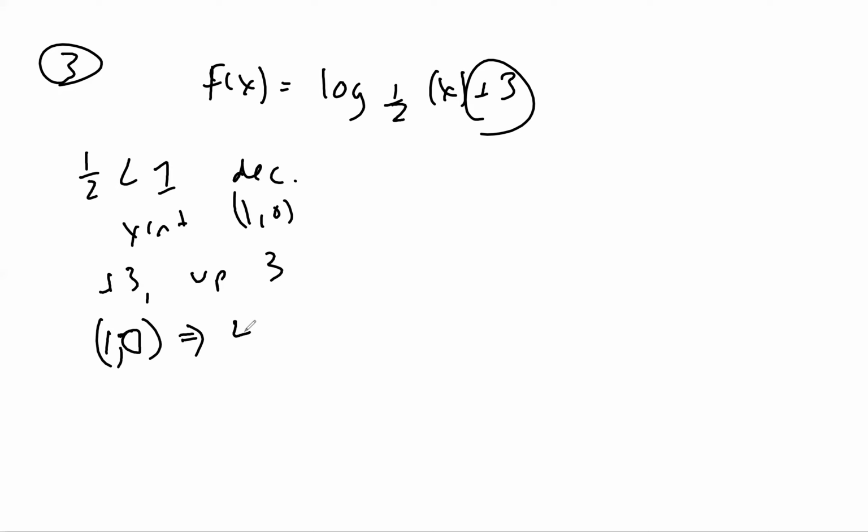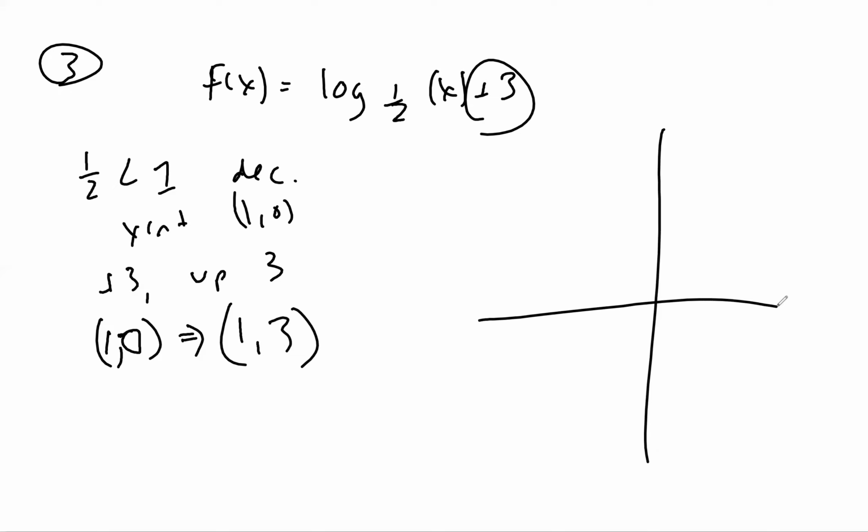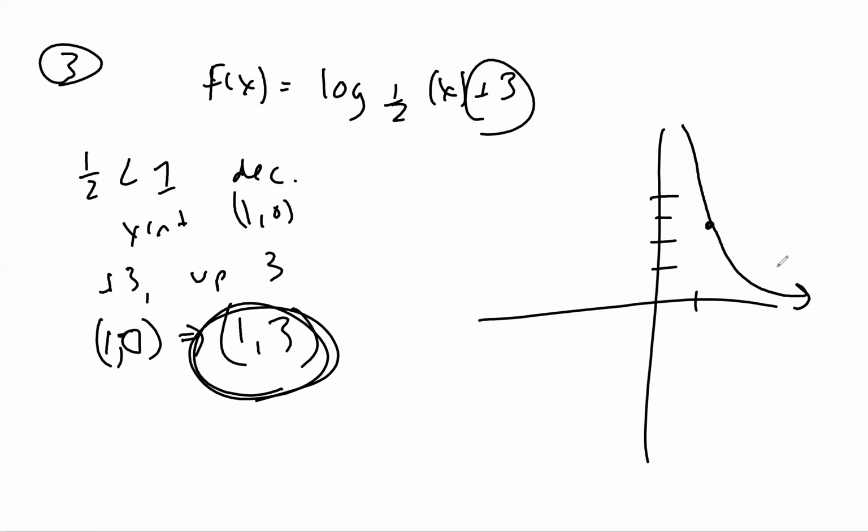the point (1, 0) will turn into the point (1, 3). And since there are no other transformations, this is the point that I'm going to draw my line through. So I go over 1 and I go up 3. And so here's the point. And since I know this is a decreasing function, it's going to look something like this.